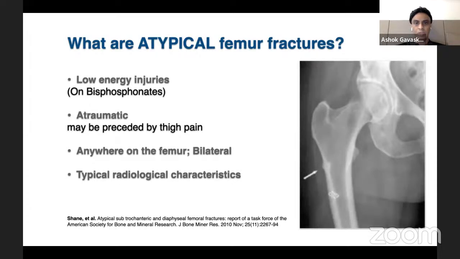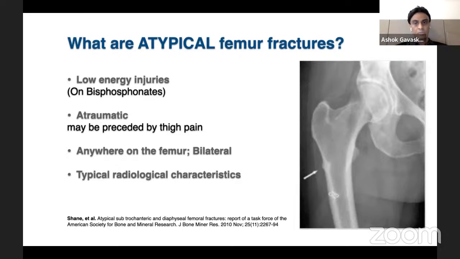So if you look at the pathology or pathogenesis behind these fractures, what these drugs typically do is they create a low bone turnover state, which causes uncoupling of bone deposition and resorption. So over a period of time, there is abnormal remodeling of the femoral bone, which creates high tensile areas on the lateral side.